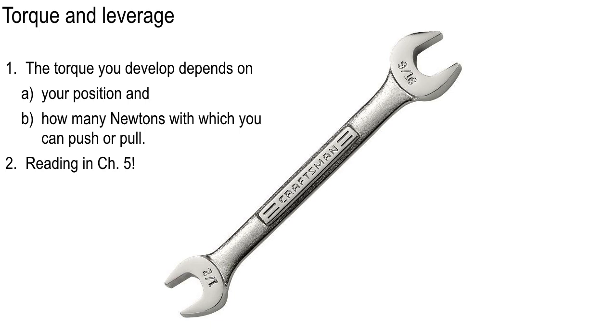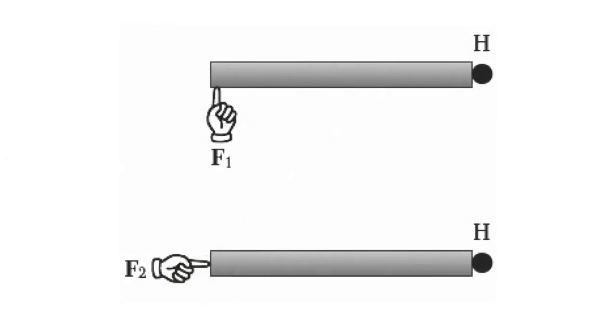Also, how many newtons you push or pull, how many newtons of weight force you are exerting downward on your end of the seesaw. That depends on your weight. And as I mentioned here, this is from readings in chapter 5. Now, this diagram here, also from chapter 5, shows you what we mean by the direction and the location at which you apply a given force.